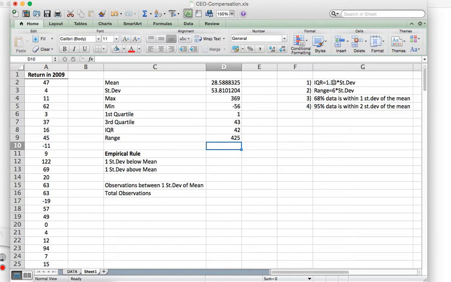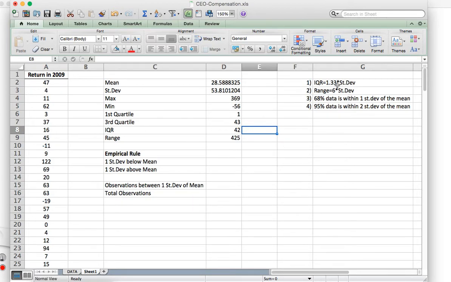The first rule of normality is that the interquartile range should be equal to 1.33 times the standard deviation of my data distribution. So if this equality holds in my data, then it's one piece of evidence that my data is normally distributed. We can check that now. So the interquartile range is here.